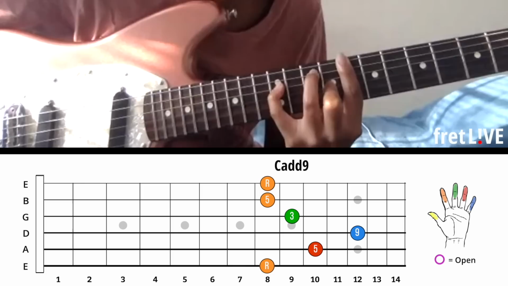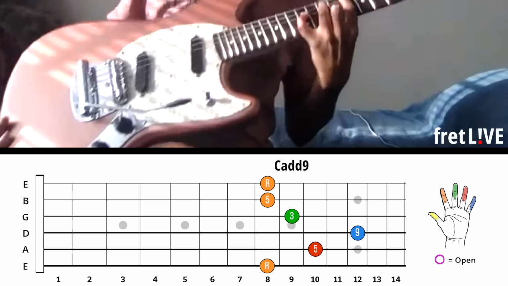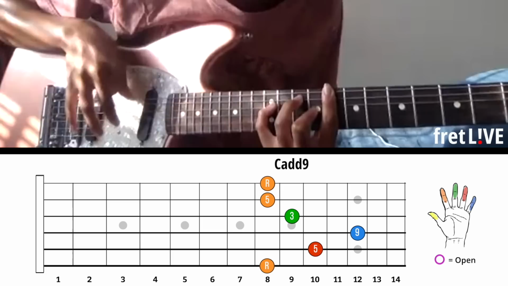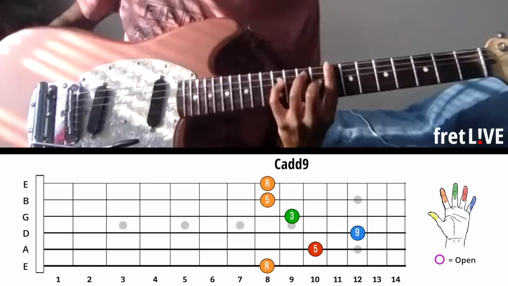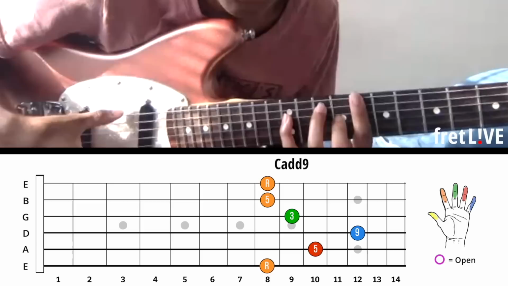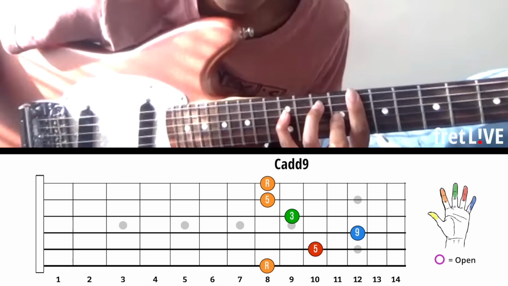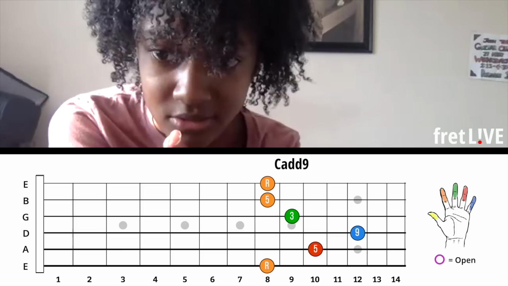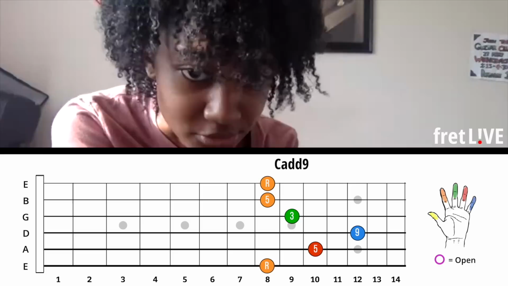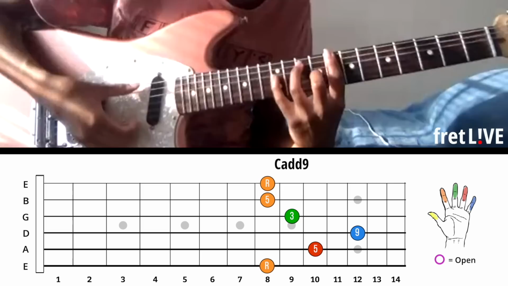So I really like this chord because it sounds like the gates of heaven opening up. Yeah, so C add 9. Why is it C add 9? Because it's root, fifth, ninth, third, fifth, and root. So if it were to be C major 9, then there would be a major 7 in it. So C add 9 is 1, 3, 5, 9. C major 9 is 1, 3, 5, 7, 9. So that's the difference between C add 9 and C major 9.